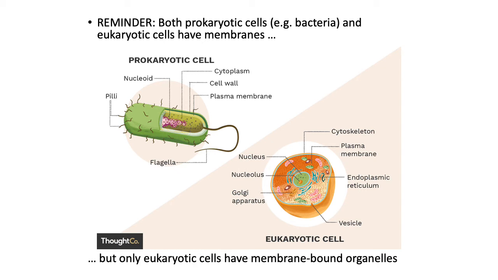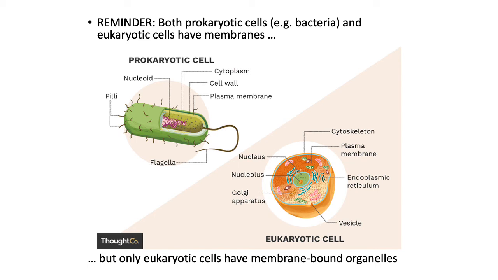So prokaryotic cells do not have membrane-bound organelles. They do have ribosomes, so they do have some organelles. They're just not wrapped up in membranes. Okay, so prokaryotic cells have that cell membrane on the outside. Eukaryotic cells have lots of membranes on the inside as well.